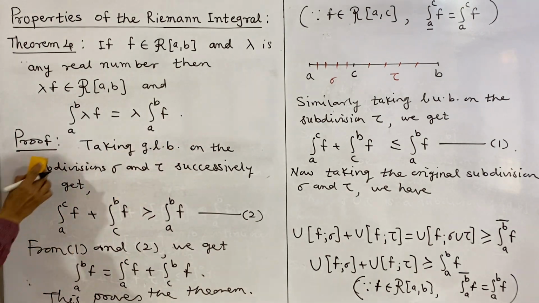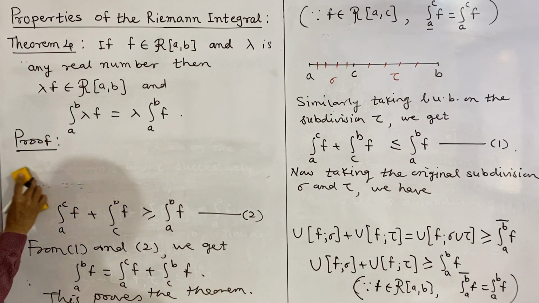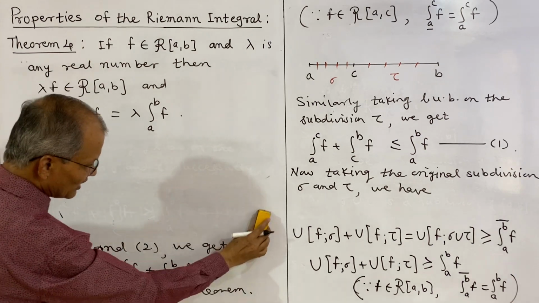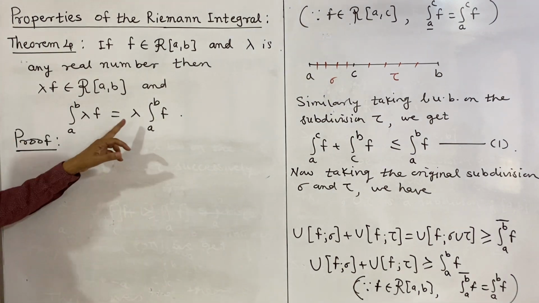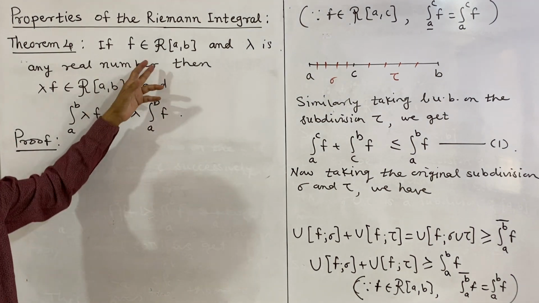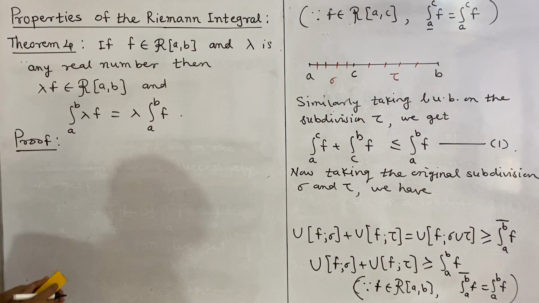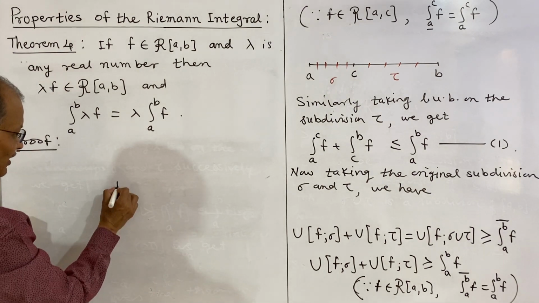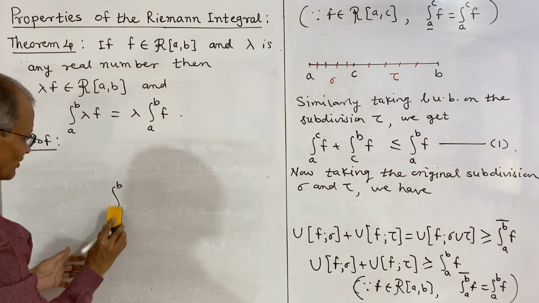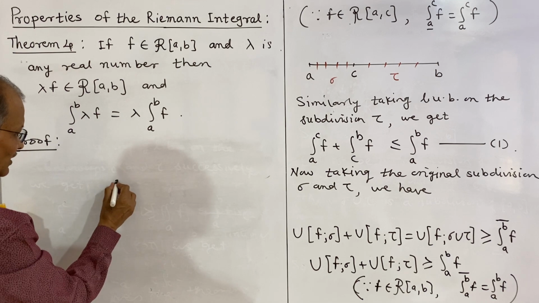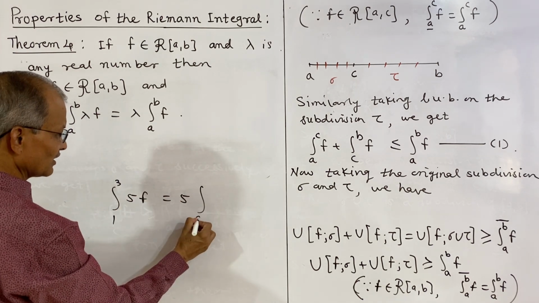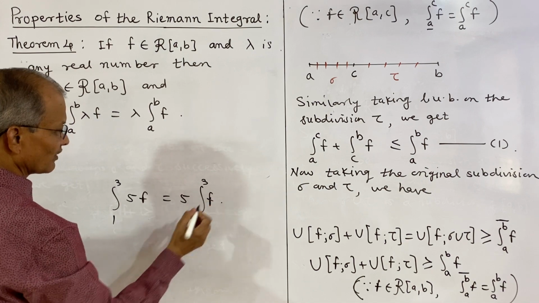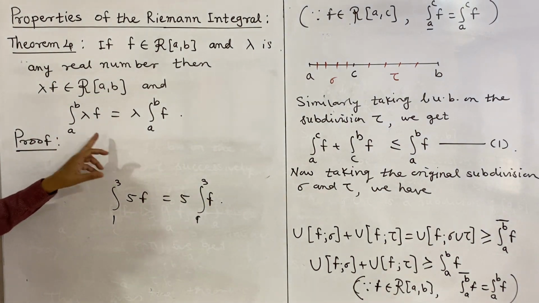So this result we know earlier. That means if there is a constant multiplied to a function, then we can write the constant outside the integral. Lambda is a constant real number. So if you have integral a to b for a definite integral, or we can consider the interval 1 to 3 and 5 times f, then we can write this as 5 times integral 1 to 3 of f. So that is the meaning of this result.